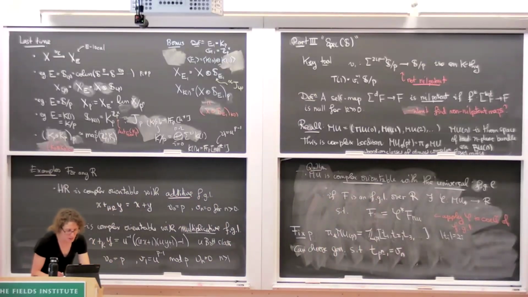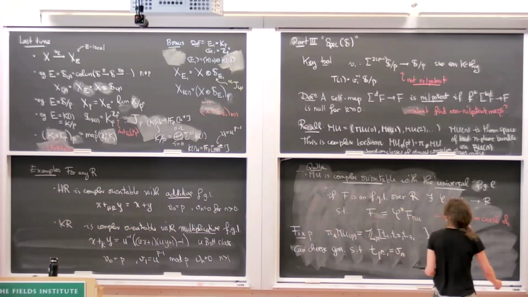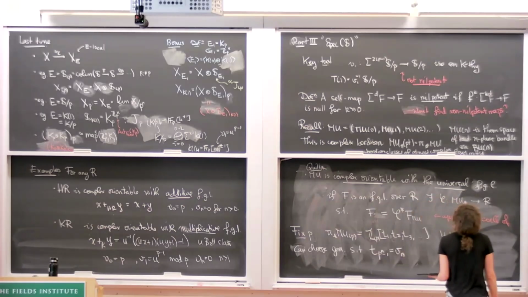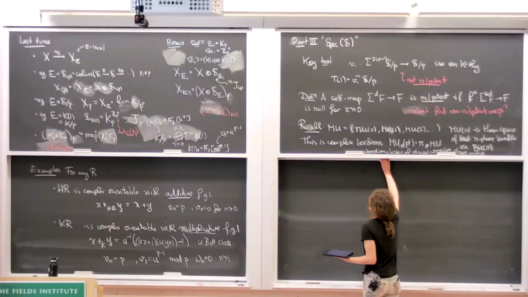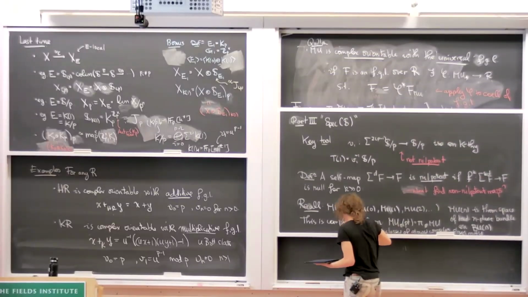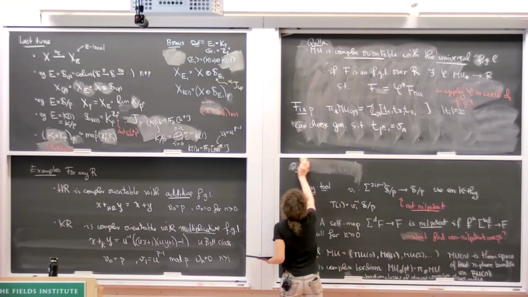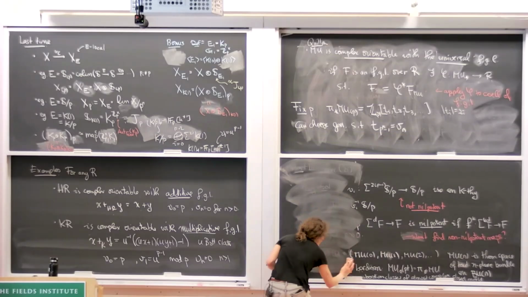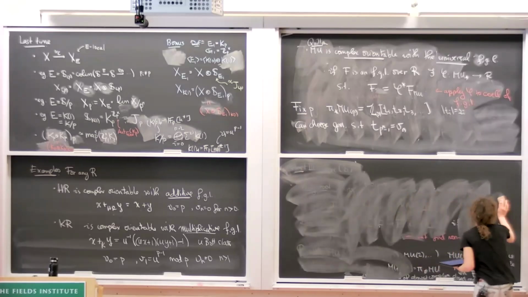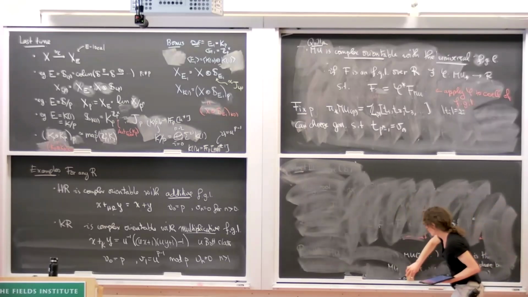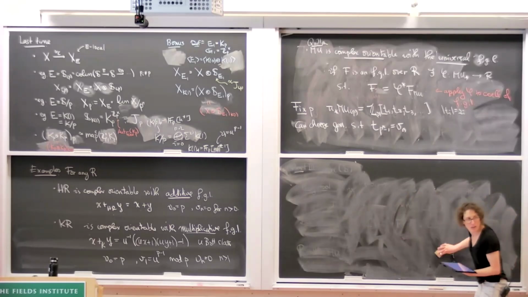Right, so now I want to make a definition that's extremely important for this field. Oh, and as Tony said, if you want an example of something that's not complex orientable, you can take real K-theory, KO. That's not complex orientable.